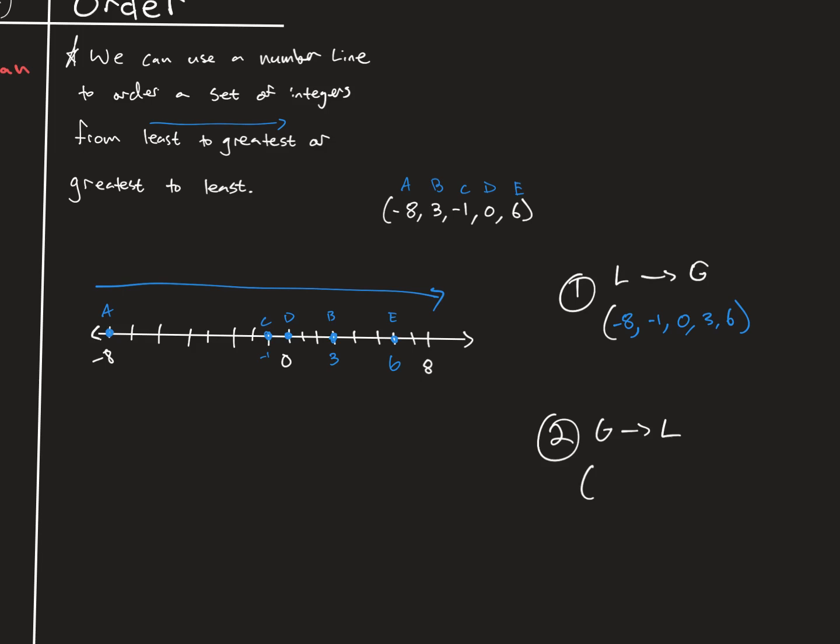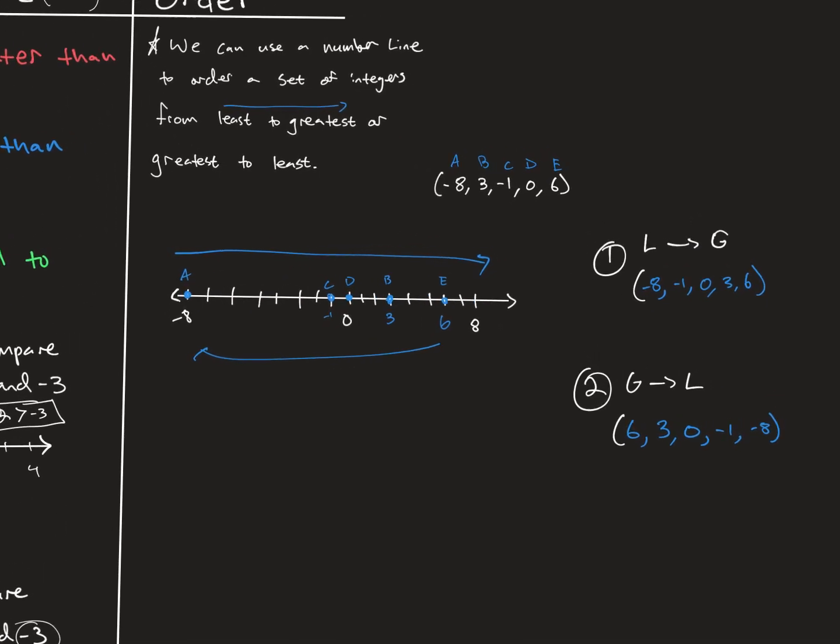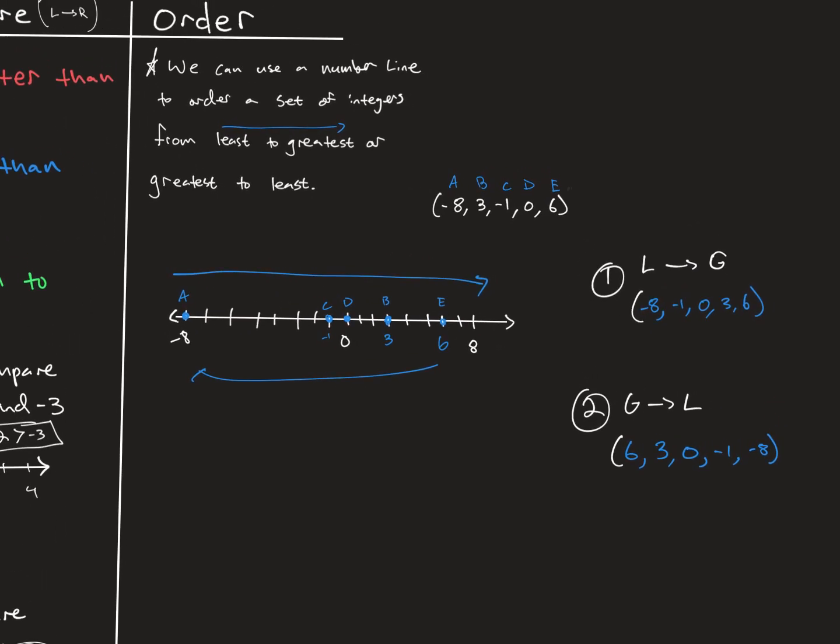And if I'm going greatest to least, I just reverse it. I would have 6, comma, 3, comma, 0, comma, -1, and finally -8. And so that is a tool for me to plot the points, and then from there I read and I'm able to organize either least to greatest or greatest to least.